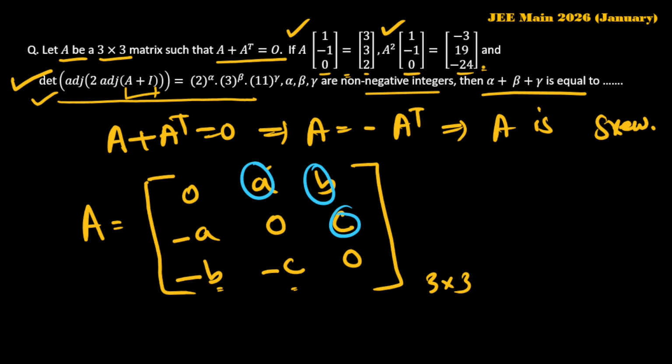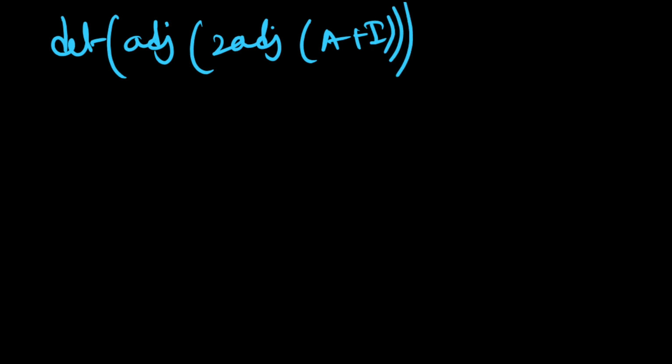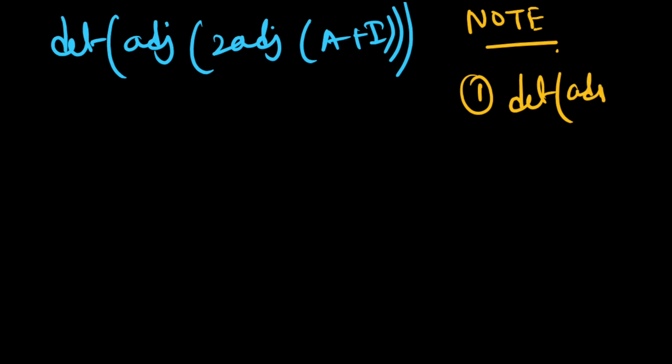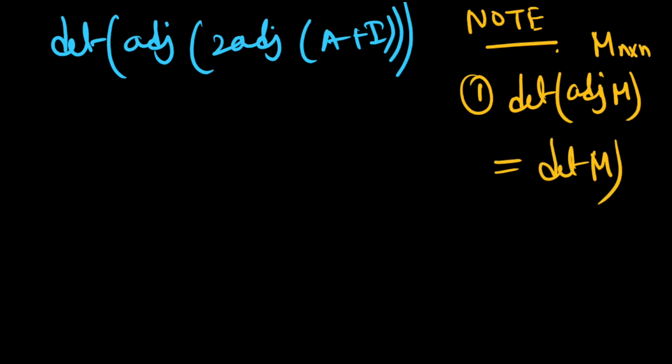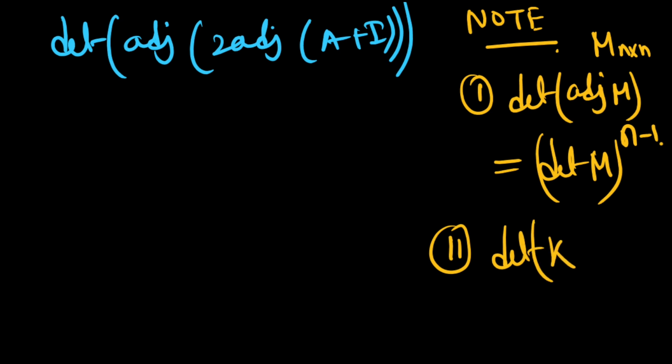So now we simplify the left hand side: determinant of adjoint of 2 adjoint of A plus I. We use one formula, so we can write as a note: the determinant of adjoint of any matrix M, where M is a square matrix n cross n, is equal to determinant of M power n minus 1. And another formula: determinant of k times a matrix, where k is a constant multiplier, is equal to k power n into determinant of M. So using two formulas we simplify this expression.